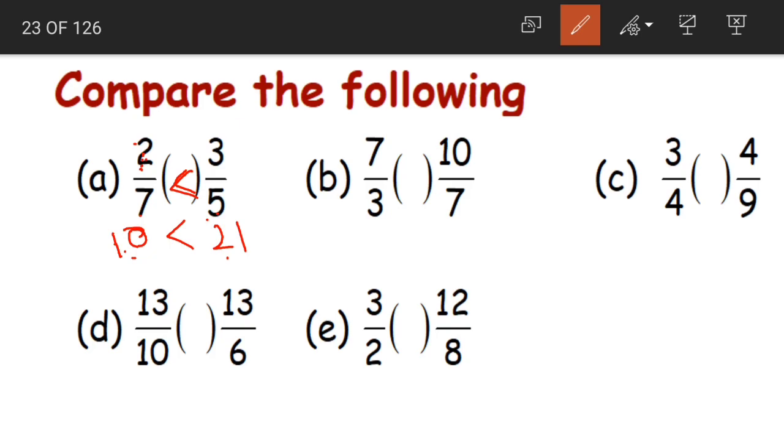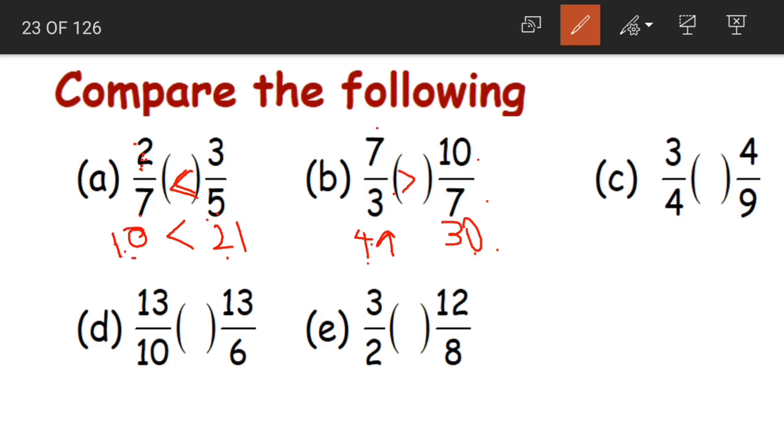Next question B. 7 by 3 and 10 by 3. 7 7s are 49. 10 3s are 30. Now 49 is greater than 30. So 7 by 3 is greater than 10 by 7 children.